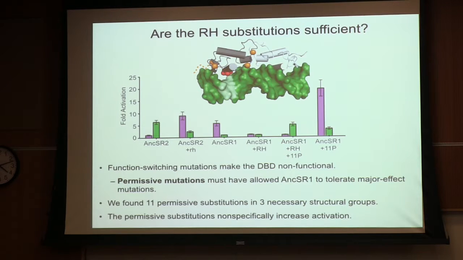So where are they located? There's one that's on the dimer interface. There's one on the loop leading from the recognition helix up to the dimer interface. There's one that contacts the DNA backbone just on the other side of the recognition helix. And then the other eight are in the C-terminus. There's this tail here, which is not resolved in the crystal structure, which is thought to bind the DNA backbone and possibly the minor groove.